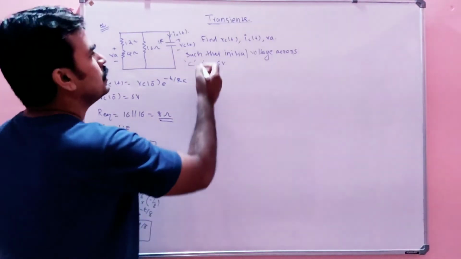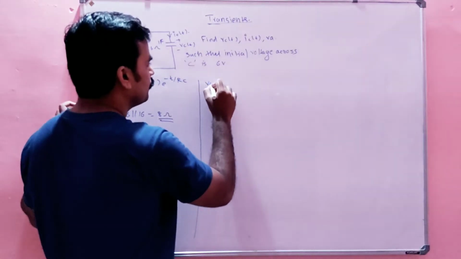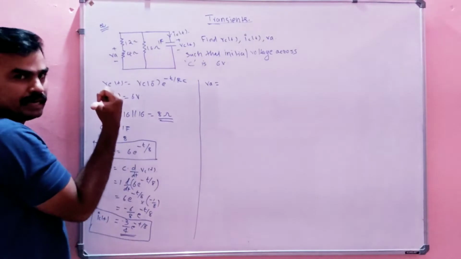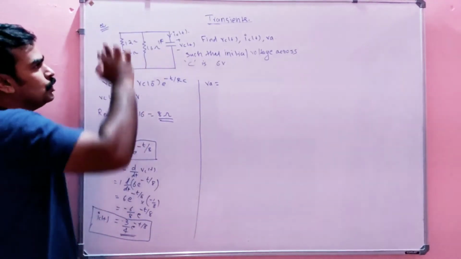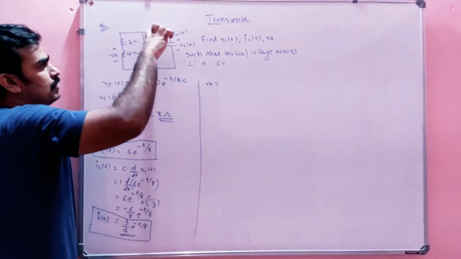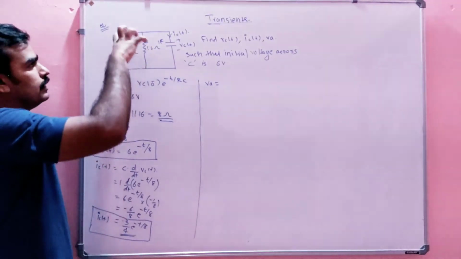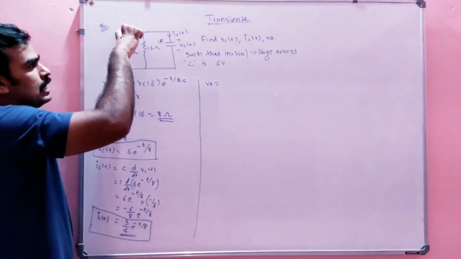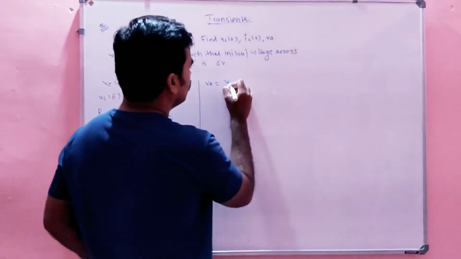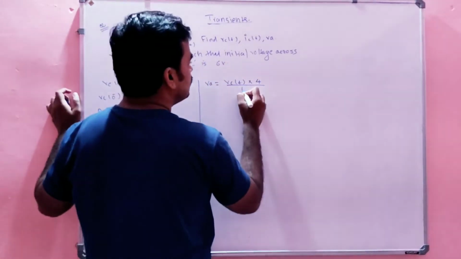Is it over? No. We have to find VA also. VA is the voltage across this 4 ohm. From here to here, it is VC of t, right? So apply the voltage division rule. VA is nothing but VC of t into 4 divided by 4 plus 12, that is 16.